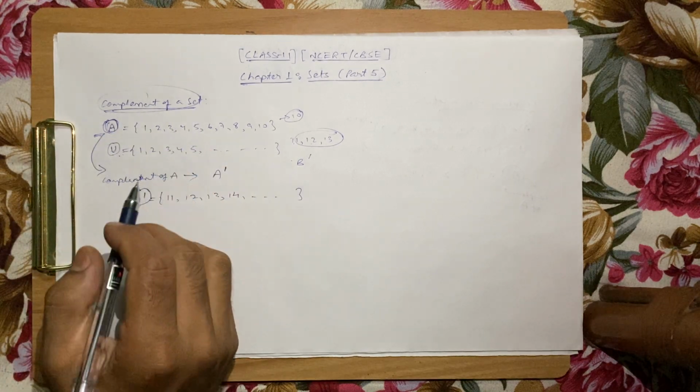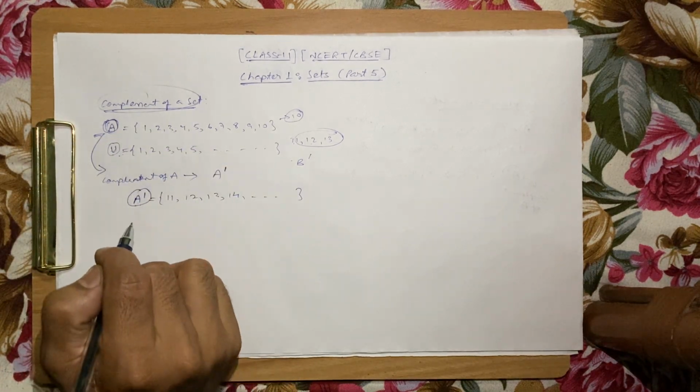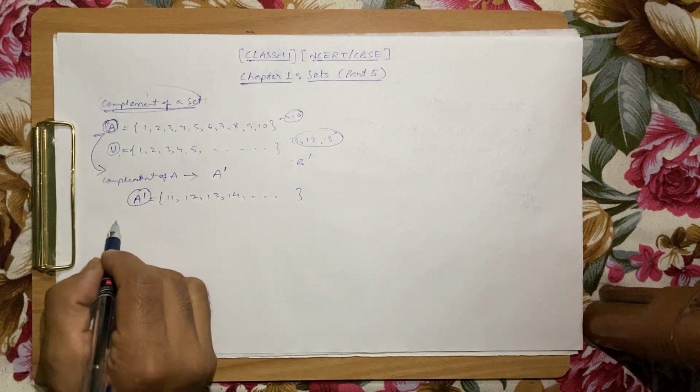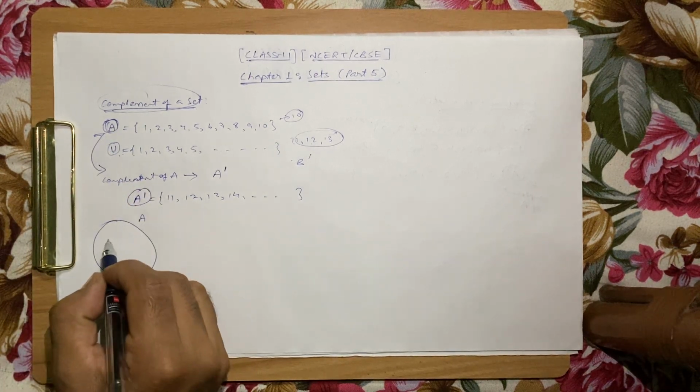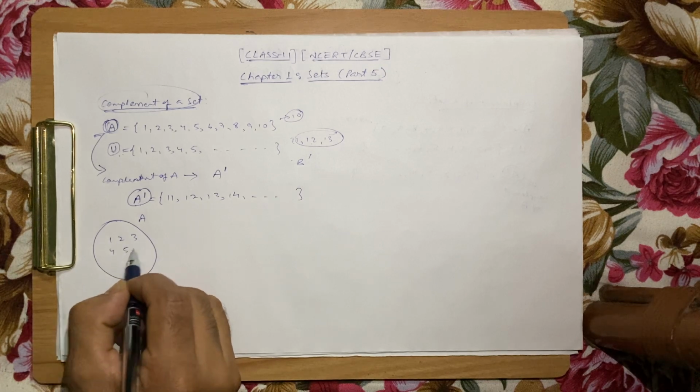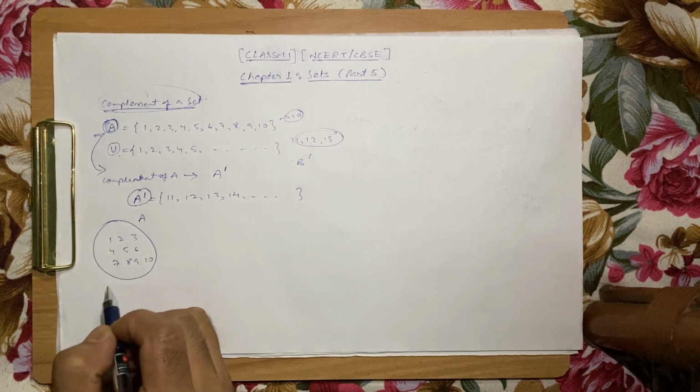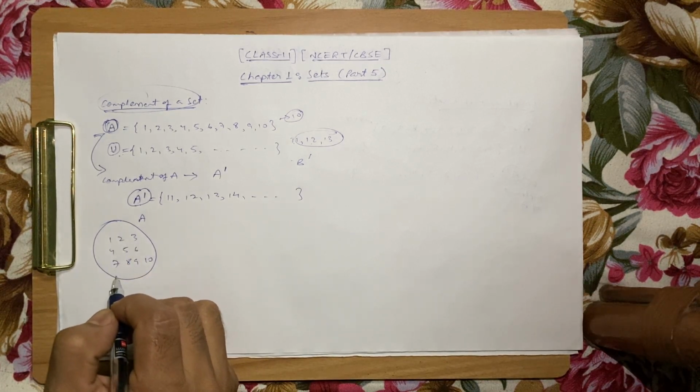Now if we try to think in terms of Venn diagrams, then the Venn diagram for set A is: draw a circle, name it A, and write all the elements inside it, 1, 2, 3, 4, 5, 6, 7, 8, 9, 10. So this is the Venn diagram for the set A.